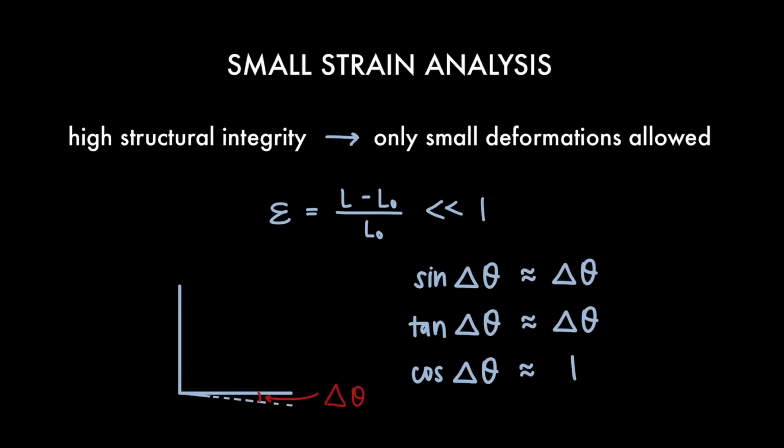Shear strain values are also relatively small to the point that the following trigonometric assumptions can be made. The change in angle between the two line segments represent delta theta, and so sine and tangent of delta theta is approximately just equal to delta theta, and cosine of delta theta is about 1. In summary, normal strain is used to find the length deformation, while shear strain is used to find the angle deformation.